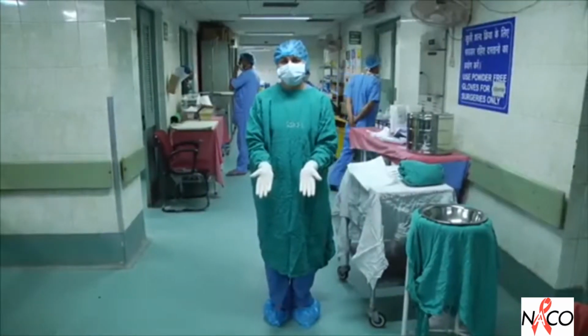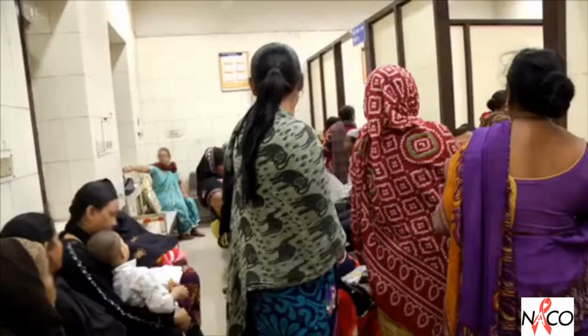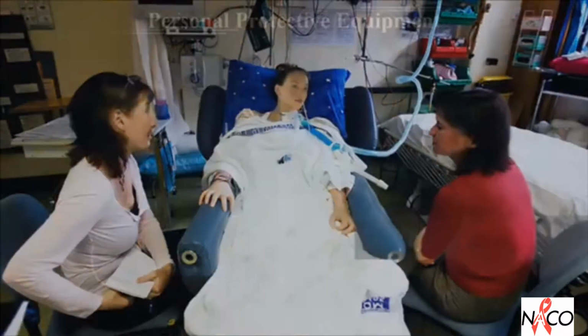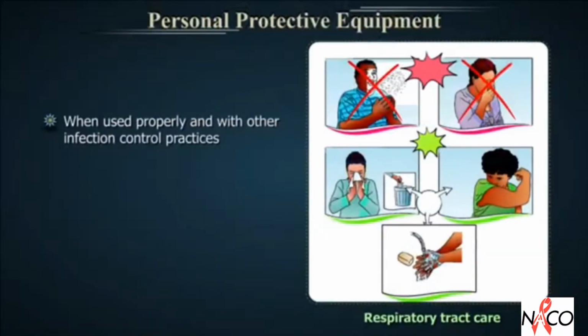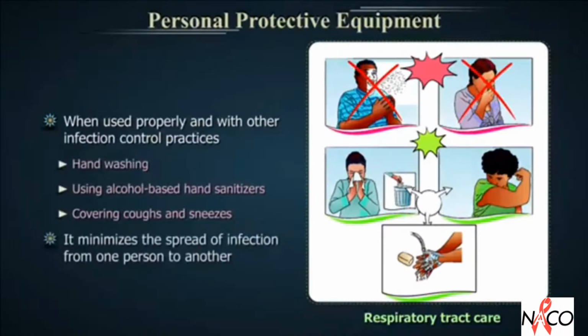Personal protective equipment may also protect patients who are at high risk for contracting infections through a surgical procedure or who have a medical condition, for example immunodeficiency, from being exposed to substances or potentially infectious material brought in by visitors and healthcare workers. When used properly and with other infection control practices such as hand washing, using alcohol-based hand sanitizers, and covering cough and sneezes, it minimizes the spread of infection from one person to another.